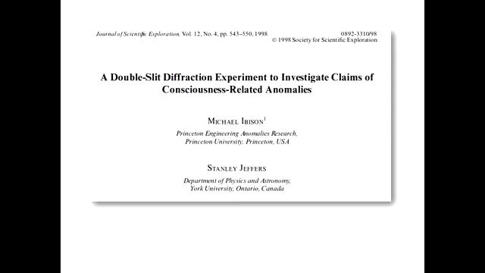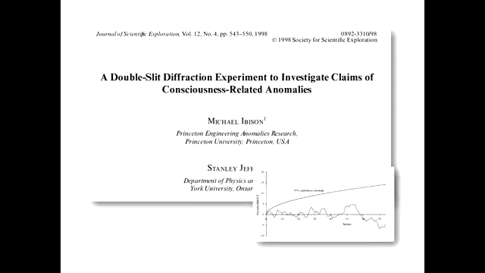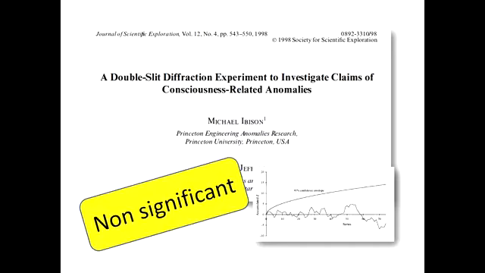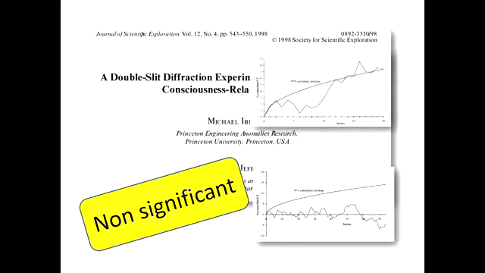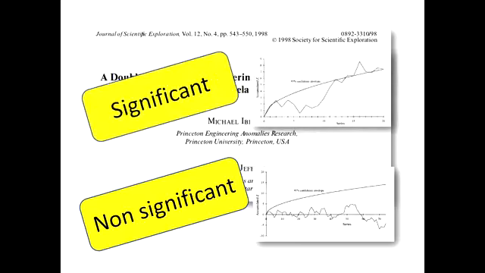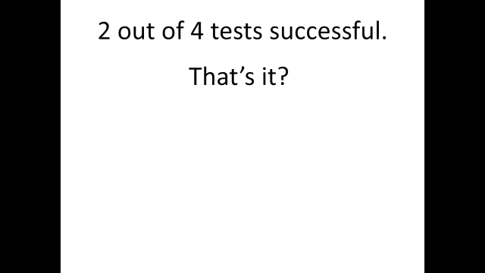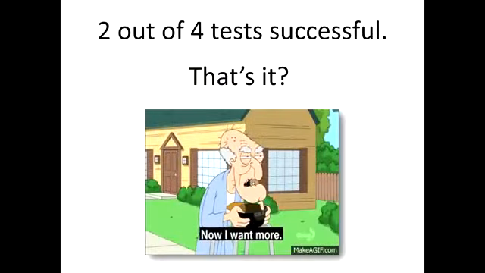In 1998, Stan Jeffers at York University in Canada did an experiment with a double-slit system and got nothing, so a non-significant result. But Mike Ibison used the same apparatus at Princeton, and he did get a significant result. So what we have now are 2 out of 4 tests that were successful, and that's it? Well, it turns out, no, we want more. We always want more.